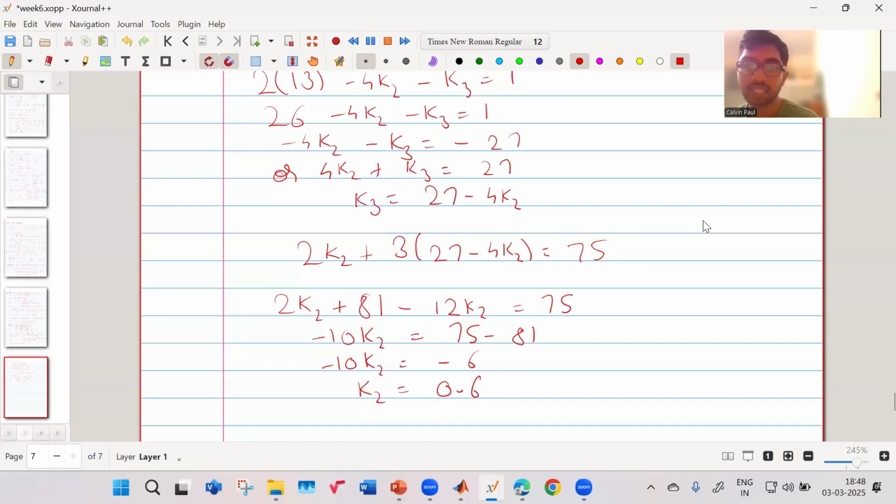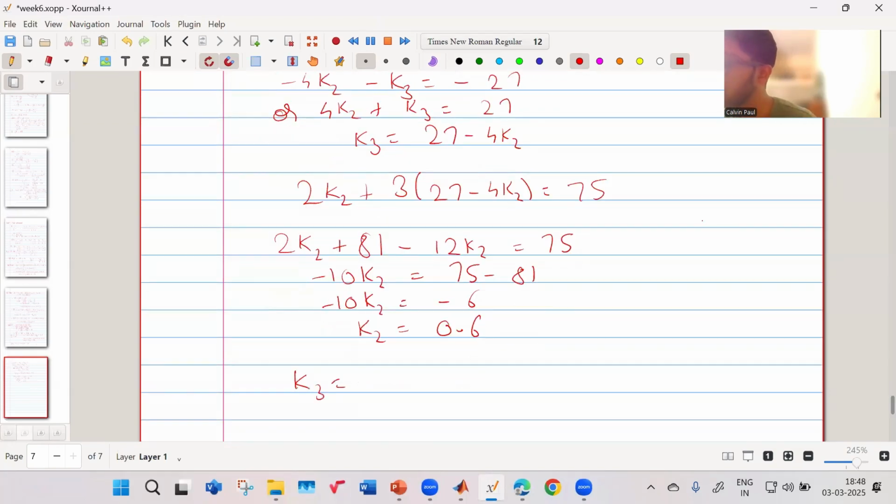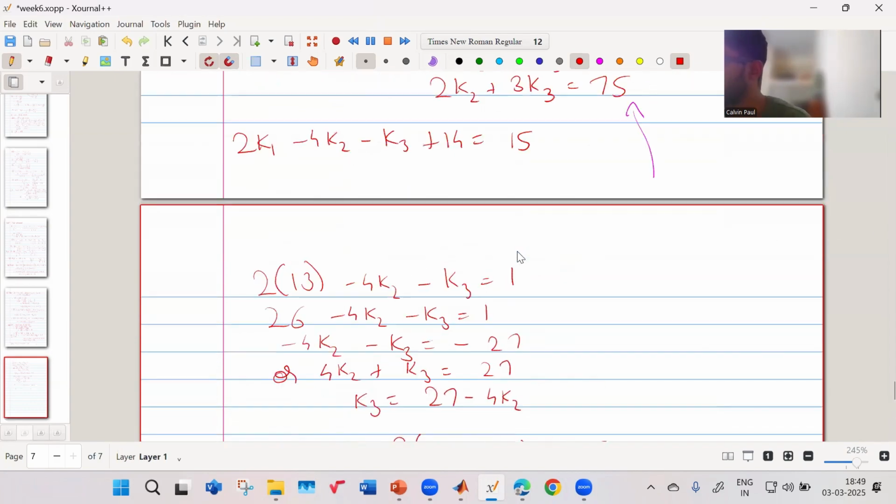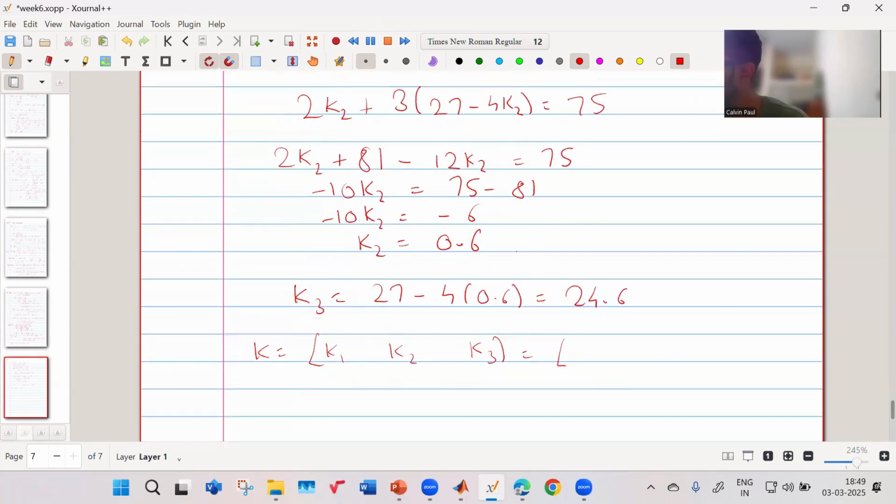So what is left is K3. K3 is equal to 27 − 4K2, so this becomes 27 − 4 into 0.6. It comes out to be 24.6. So the gain vector K = [K1, K2, K3] comes out to be [13, 0.6, 24.6]. Okay. Any doubts in this?